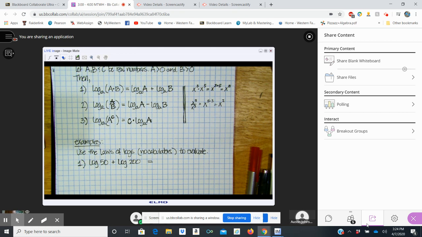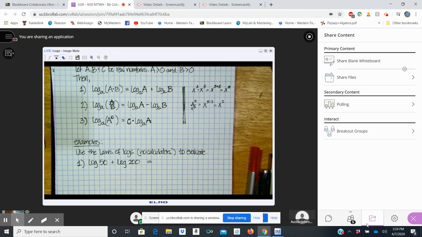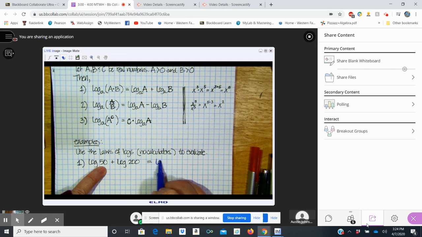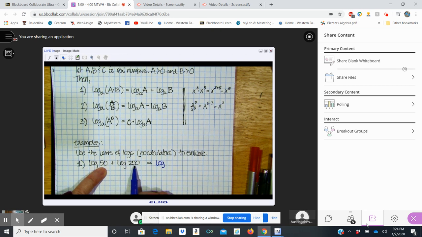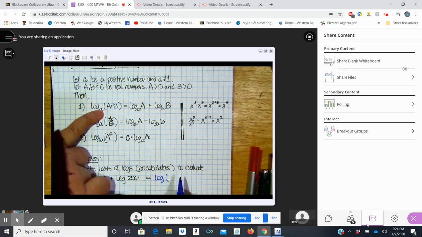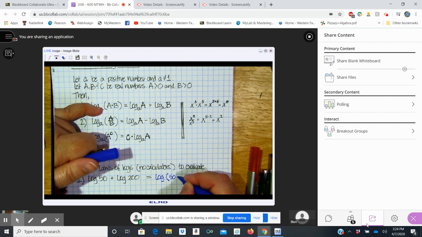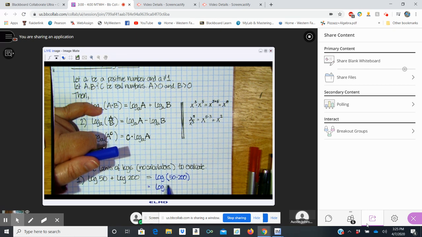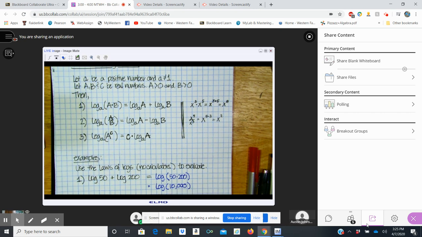Nope, you're on something. But when I add the logs, what can I do with their results here? I have log of A plus log of B. That's the same as log of, so 50 times 200. So that's going to be the log of 10,000.